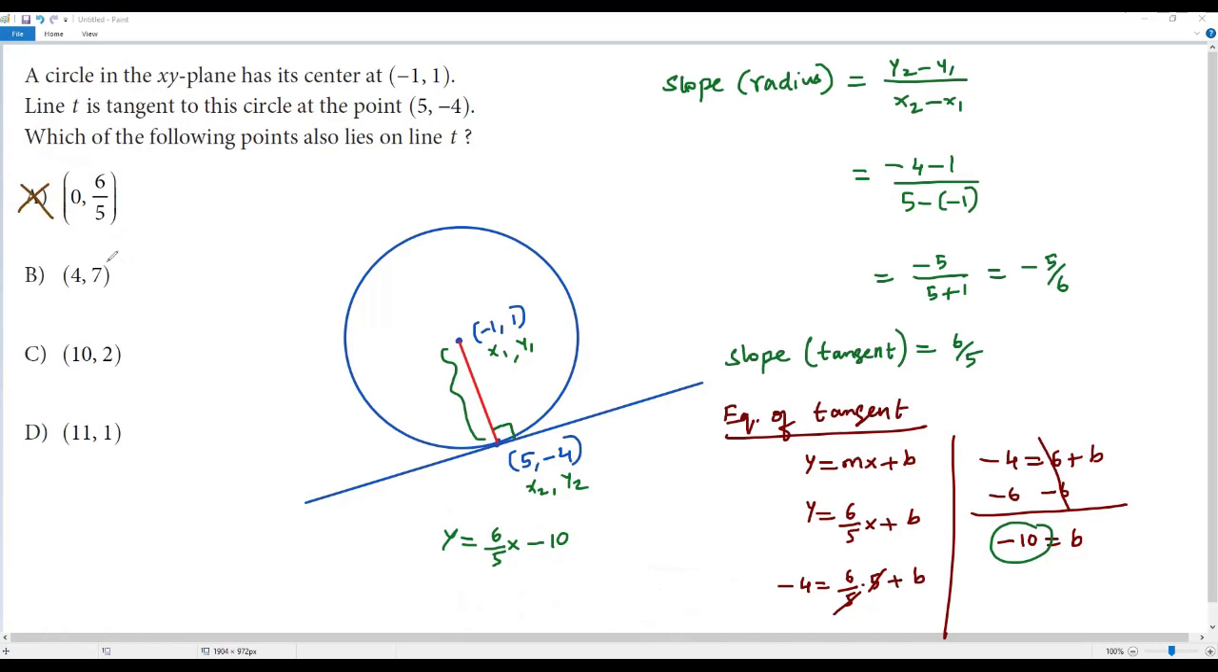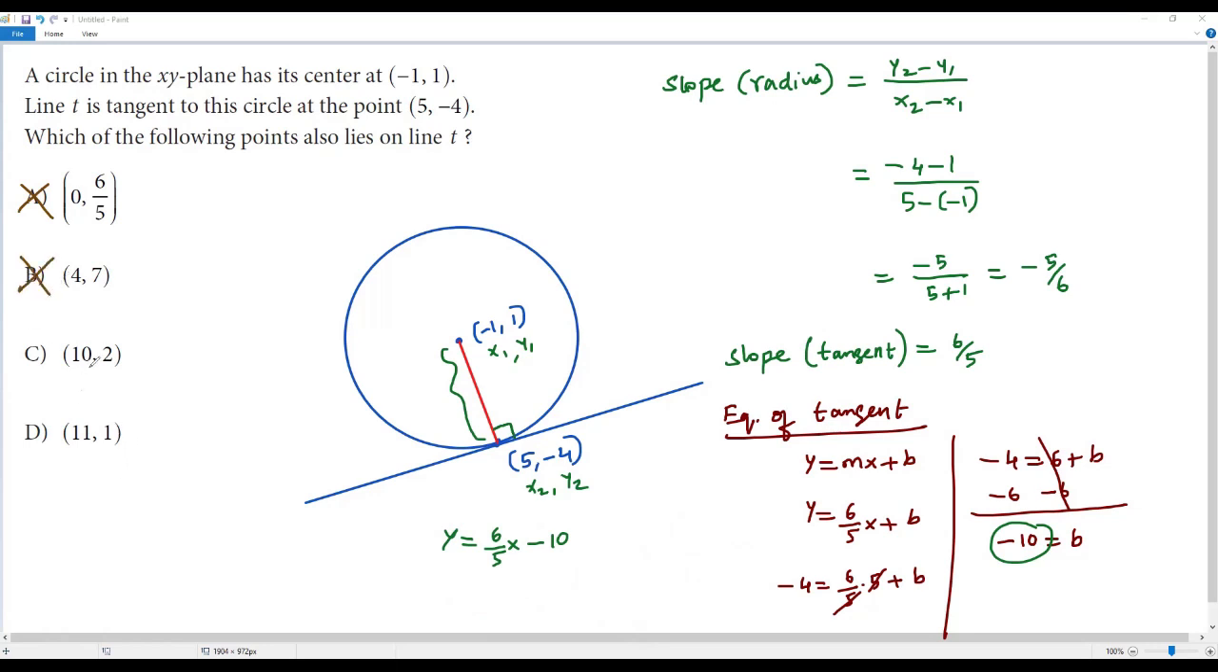Okay, now let's verify the point in answer choice B. Let's plug in the x coordinate 4 for x and y coordinate 7 for y over here. Then we get 7 equals 6 over 5 times 4, minus 10, that is 6 times 4 is 24 over 5, minus 10. To simplify this one, let me multiply this 10 by 5. Then we get 24 minus 50 over 5. Clearly it's a negative value, and here we have a positive value. A positive value and a negative value can never be equal. So we get a false statement for the point in answer choice B. So this one does not lie on line T. We can reject this one as well.